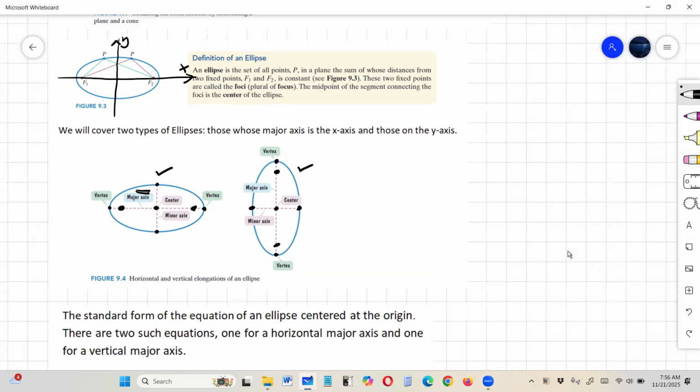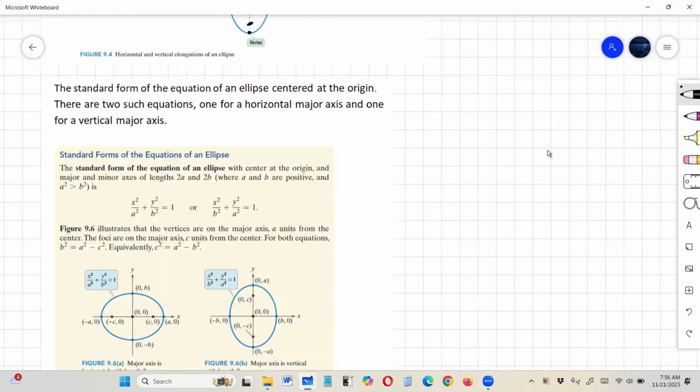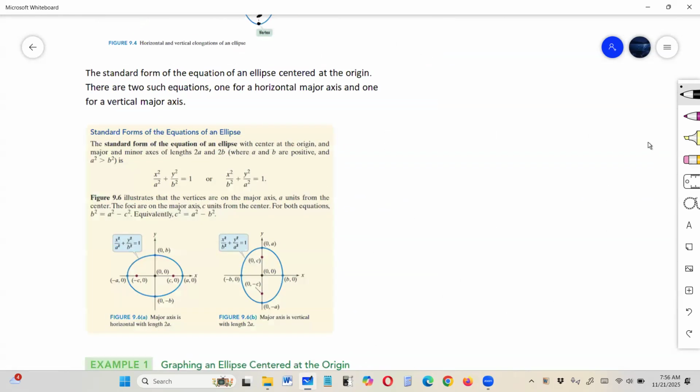Now, we're going to begin. So this is the video where we first show you the standard equation of the ellipse centered at the origin, because that's a little bit easier than the other case, the translated one. Okay, so two types of ellipses again. One with major axis on x and the other with major axis on y. Now, here are the two formulas for it. It's actually only one, and I'm going to show you it's only one because the only thing that's different is a and b.